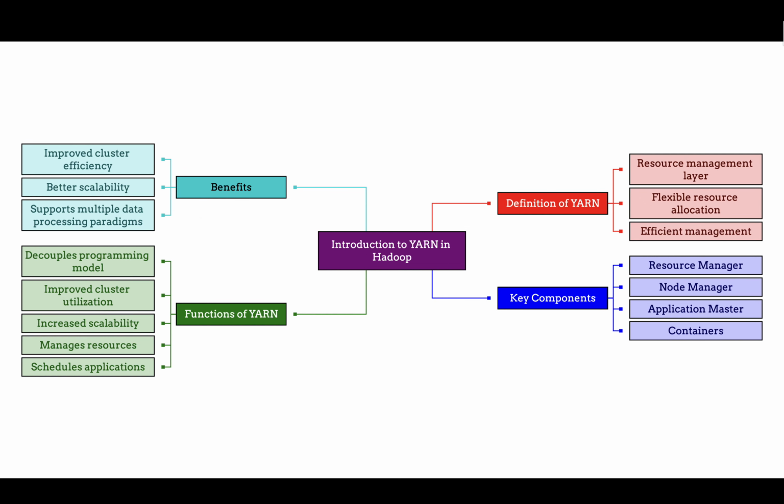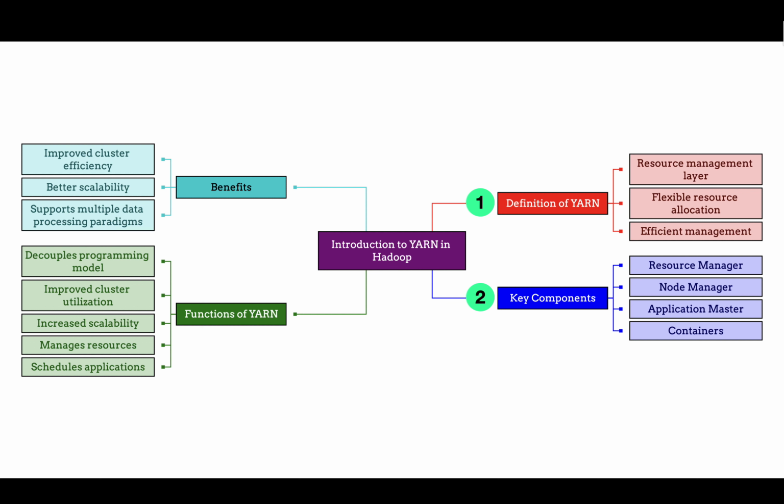Introduction to YARN in Hadoop. 1. Definition of YARN. YARN, yet another resource negotiator, is a resource management layer of Hadoop. It enhances the power of a Hadoop compute cluster by providing a more flexible and efficient way of resource allocation and management.